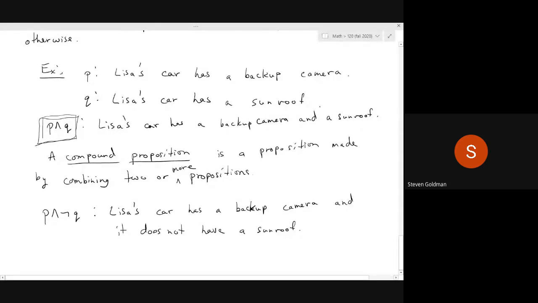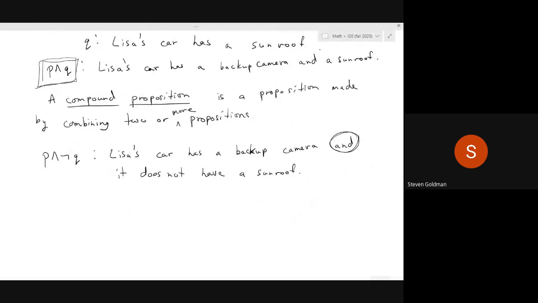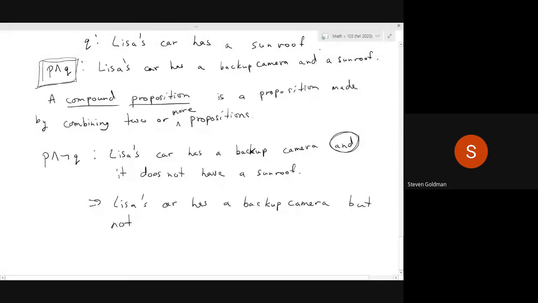Okay. I also want to make a point here, back to this sentence we were dealing with, the P and not Q here. So I wrote the sentence, Lisa's car has a backup camera and it does not have a sunroof. A lot of times in English, if I were to write a sentence like this, instead of writing down the word and here, what word would I use? But, exactly. Yeah. So I could have written this sentence with a but instead of and. So I could say Lisa's car has a backup camera, but not a sunroof.